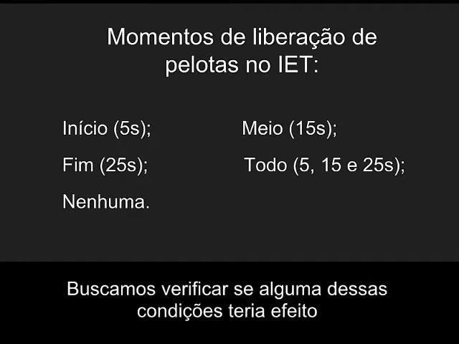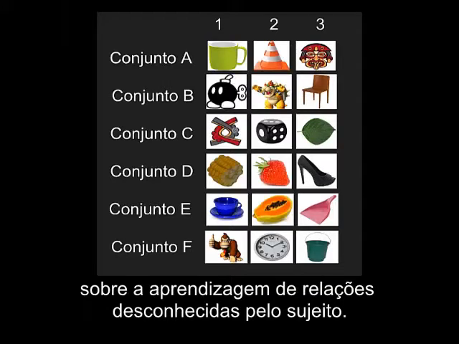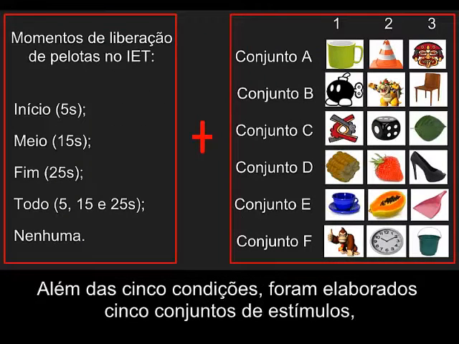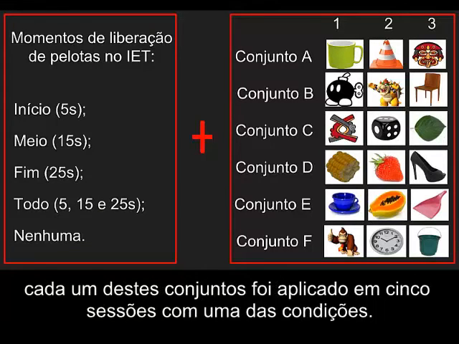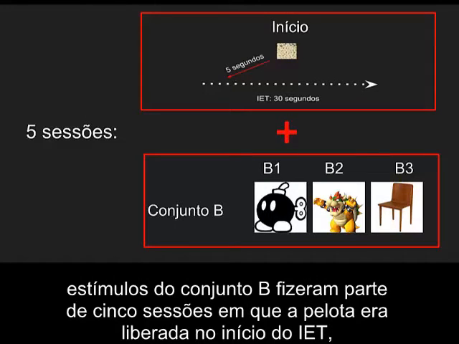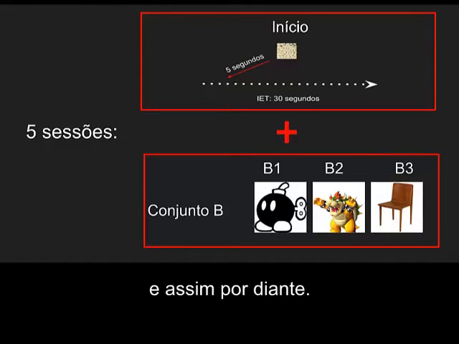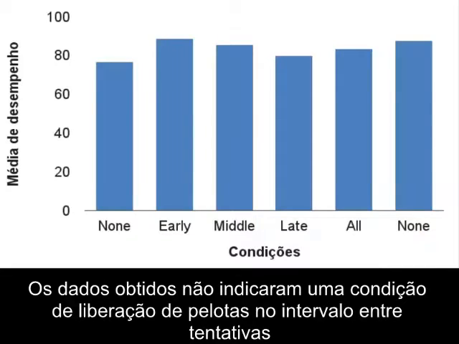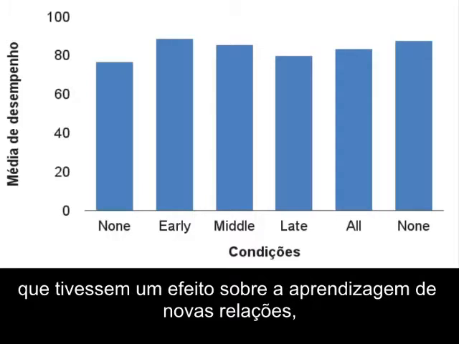We sought to determine whether any of these conditions would have an effect on the learning of unknown relations by the subject. In addition to the 5 conditions, 5 sets of stimuli were prepared. Each of these sets was applied in 5 sessions with one of the conditions. For example, the set of stimuli A was presented in 5 sessions in which no pellet was released. Set of stimuli B was presented in 5 sessions in which the pellet was released at the beginning of the ITI, and so on. The data did not indicate a condition of releasing pellets in the intertrial interval which could have an effect on learning new relations.